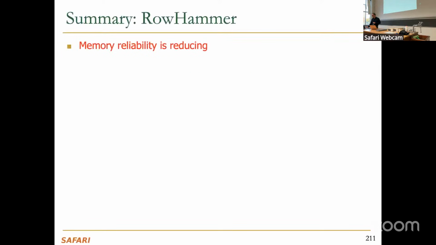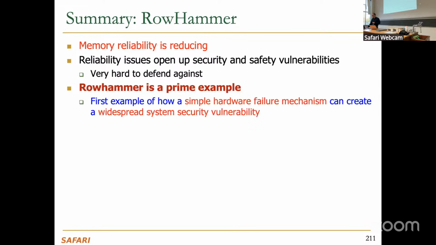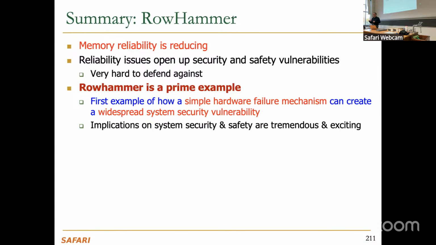Okay, let me conclude, and then we're going to start tomorrow with probably a lot of cutting-edge research sessions because I didn't finish yet. But basically, memory reliability is reducing, and reliability issues open up many vulnerabilities. These are very hard to defend against. Think Byzantine failures, basically. RowHammer is a prime example of this, and it's the first example of how a simple hardware failure mechanism can create a widespread system security vulnerability. And implications on system security and safety are really tremendous and exciting. And I think there's more to come.